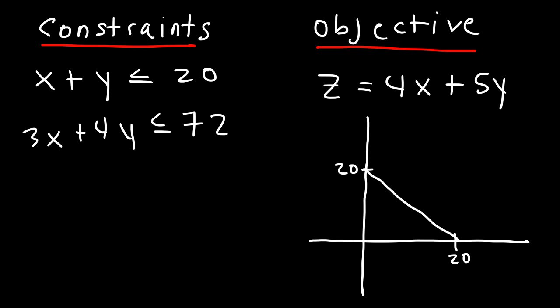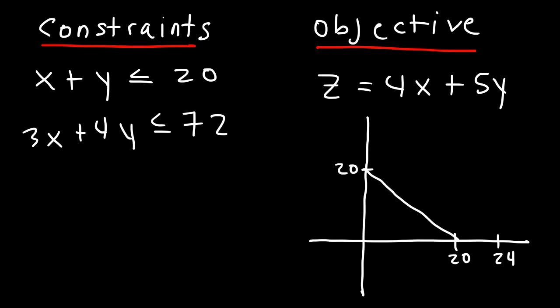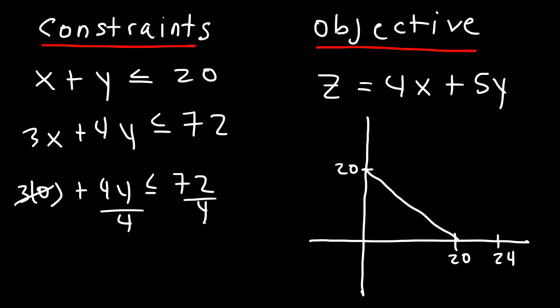Now let's do the same thing for the next inequality. So let's find the x-intercept. So let's replace y with 0. So we have 3x is less than or equal to 72. And if we divide by 3, the maximum value of x is 24. Now let's calculate the y-intercept. So let's replace x with 0. So 4y is less than or equal to 72. And then let's divide by 4. 72 divided by 4 is 18.